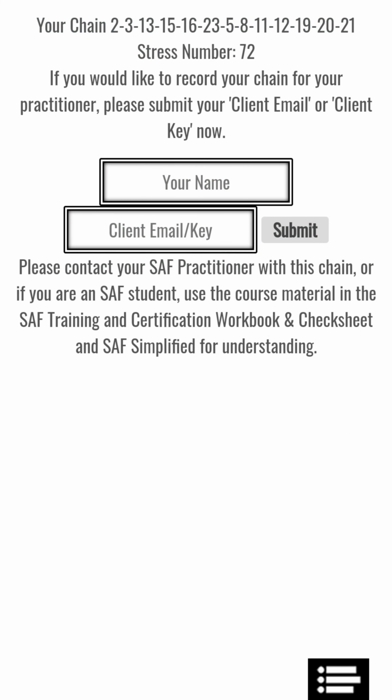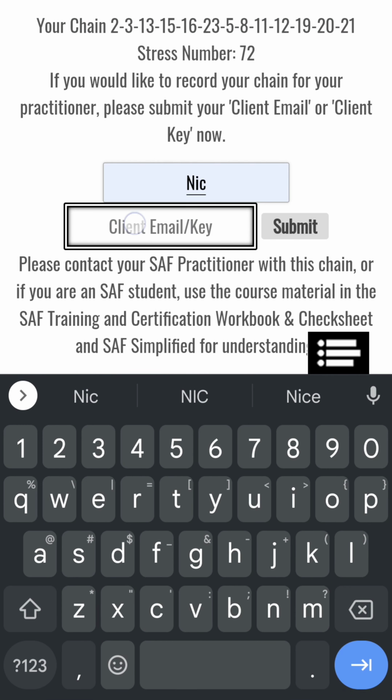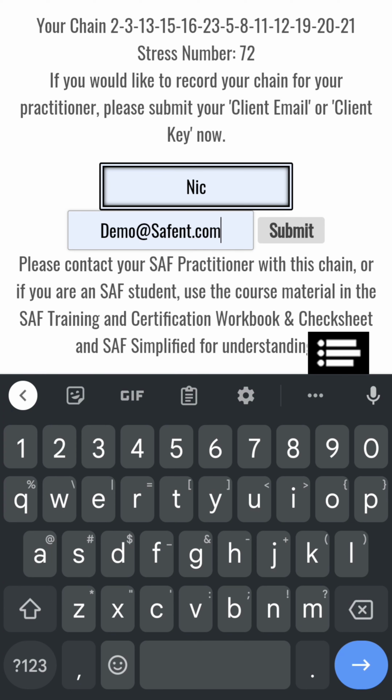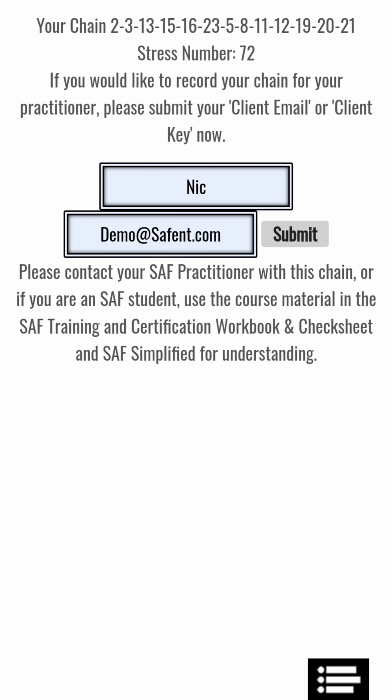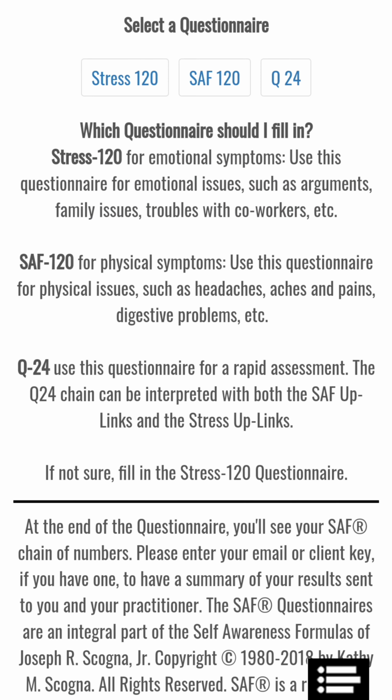We're going to enter our name and our email address that's associated with our account or our SAF practitioner account. At the top, you see the chain and the stress number. When you hit submit, this will go back to the beginning of the questionnaire. And that is how we do an SAF Q24.